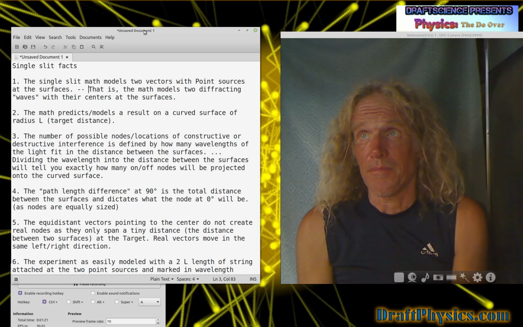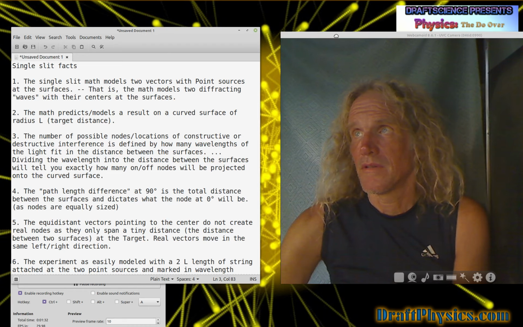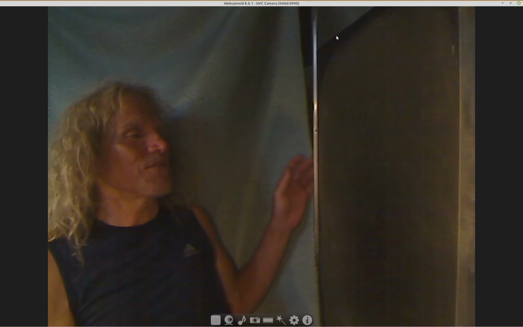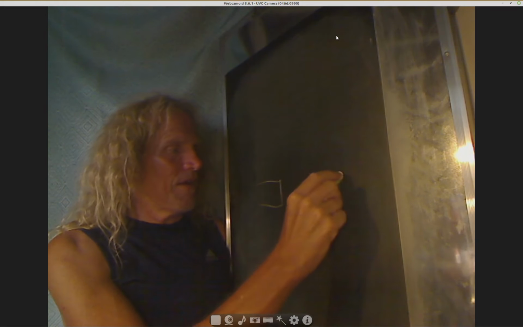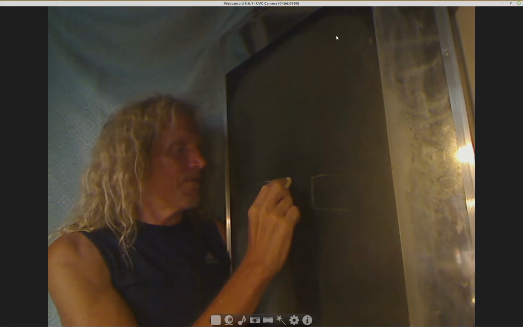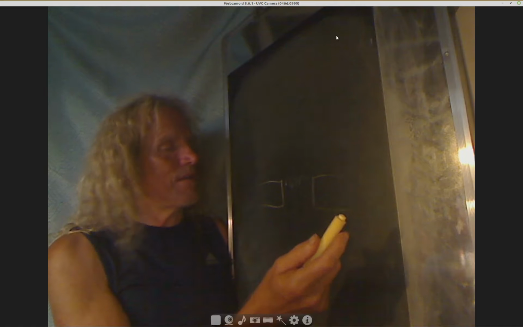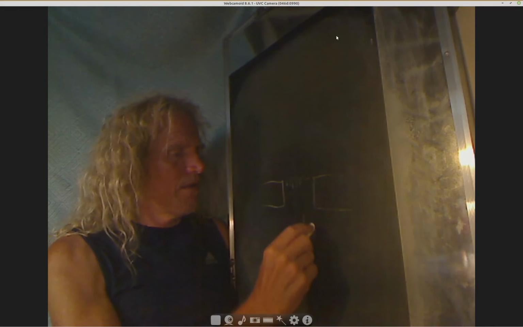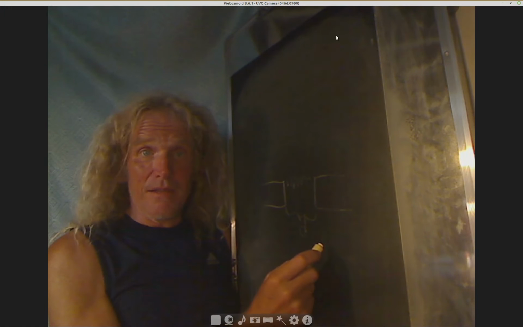The single slit math models two vectors with point sources at the surfaces. Okay, that is, the math models two diffracting waves with their centers at the surface. So this is pretty well established, this just has to do with path length difference. And even if you have a Huygens theory that there's an infinite number of little wavelets being created, the truth is they all cancel out, and for the purpose of doing the mathematics, all that matters is what is this distance and how many wavelengths fit in it.